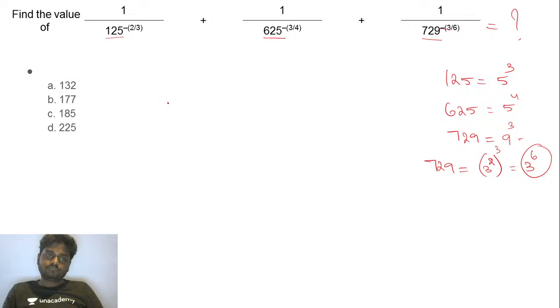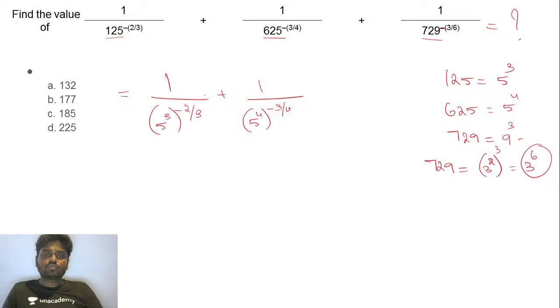Okay. So let me just simply substitute it here. So I'll be getting 1 by 125 is 5 power 3, the whole power minus 2 by 3, plus 1 by 5 power 4, the whole power minus 3 by 4, plus 1 by 729 is 3 power 6, the whole power minus 3 by 6.